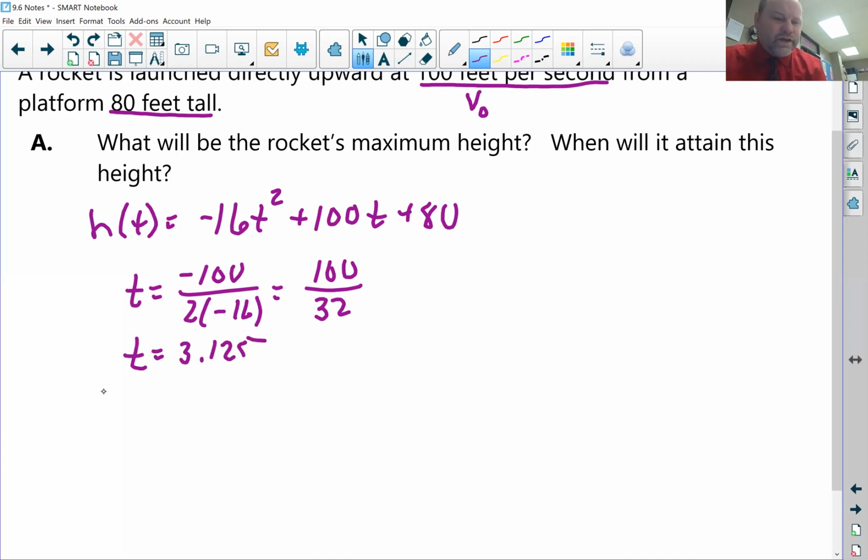All right, and then what is the height there? So it's 3.125 seconds. What is the height? Well, we plug in 3.125. Helps if I write the correct value we're going to plug in.